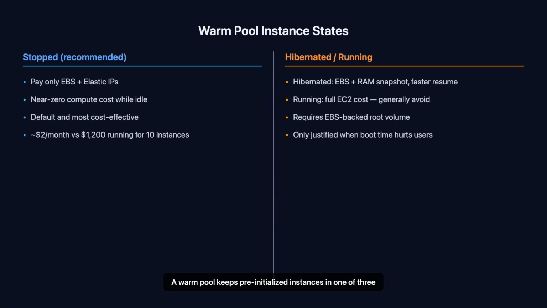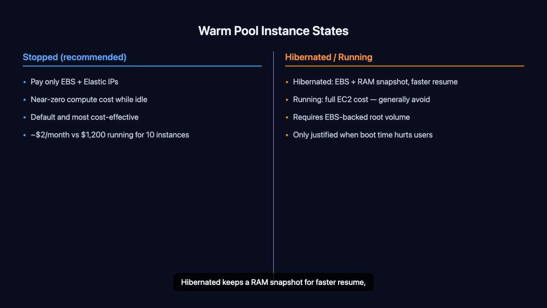A warm pool keeps pre-initialized instances in one of three states, and the choice is a cost decision. Stopped is the recommended default. You pay only for the EBS volumes and any elastic IPs, so the compute cost while idle is essentially nothing. To put numbers on it, keeping 10 instances stopped in a warm pool runs around $2 a month in storage versus well over $1,000 if you kept them all running as standby.